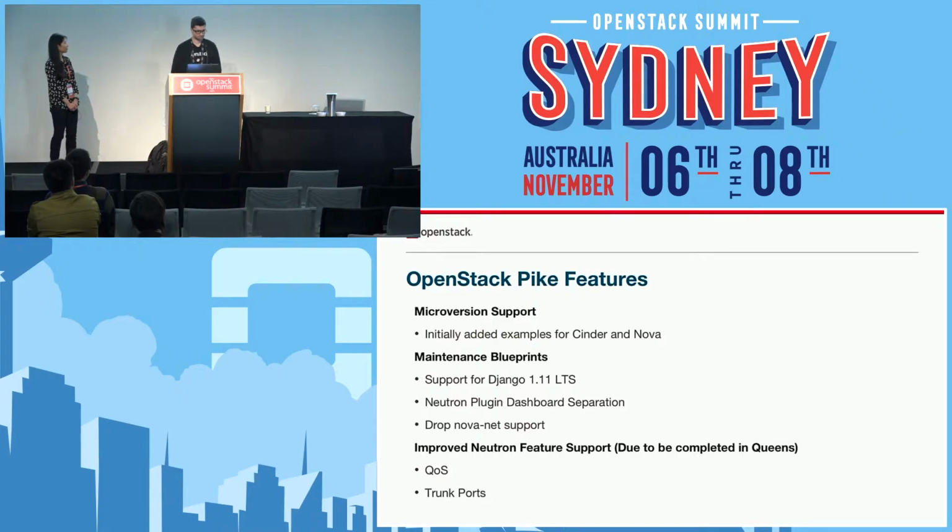Moving forward into Pike, we finally landed microversion support. We'd been debating this for a long while, the best way to handle this in a way that would make Horizon maintainable, but also allow us to adopt some of the microversion features. So we've added examples for Cinder and Nova.